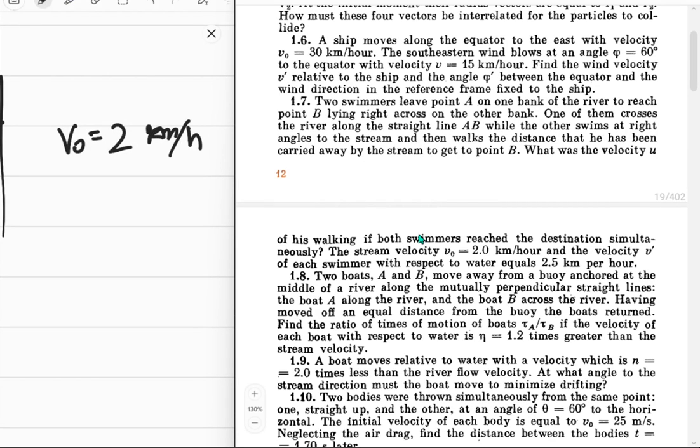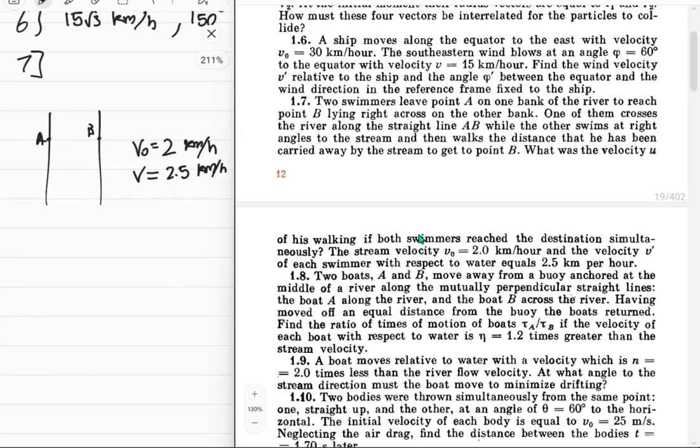Okay, and the velocity v dash of each swimmer with respect to the water. So that we call this thing v. I'm not going to call this v dash. So that thing is just 2.5. So 2.5 kilometer per hour. Cool. Then the time required for that, we can just figure that out.